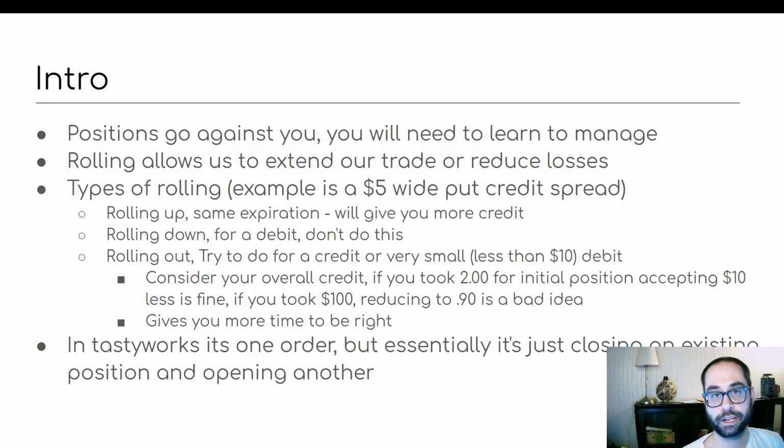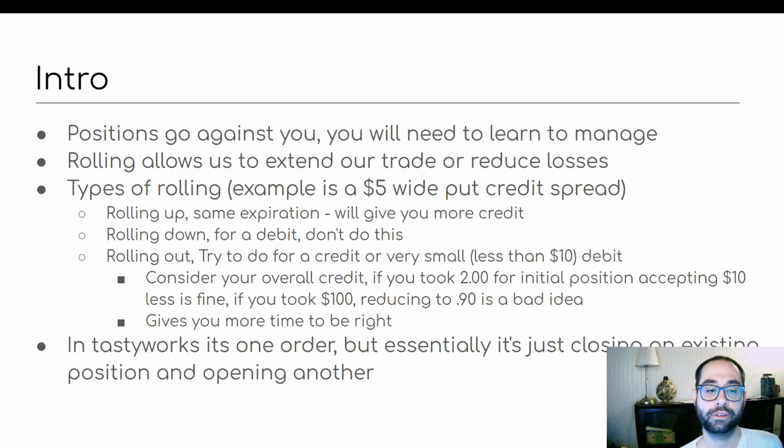So rolling out, I try to always do that for a credit, but you will see me occasionally do it for a small debit. I really like to have that be less than $10 to roll it out if it is a debit, but obviously I'm interested primarily in rolling if I can get a credit. Then it's like a no-brainer. Why would you not give yourself more time to be correct and collect more credit? Well, I'll actually cheat here and give you a hint or an example. The reason you would not want to just jump right into rolling it out is because, say there's another 30 days left on your expiration.